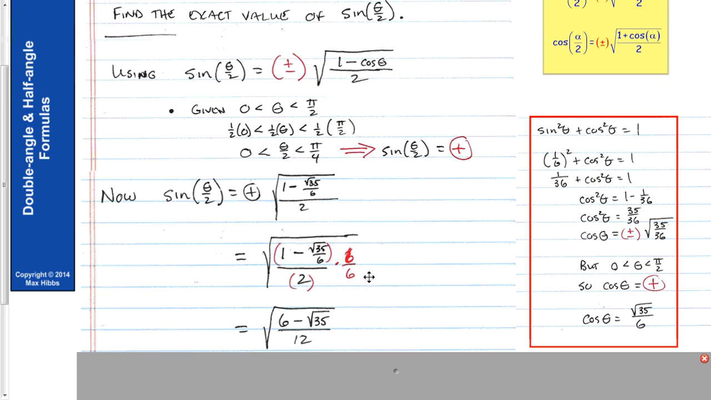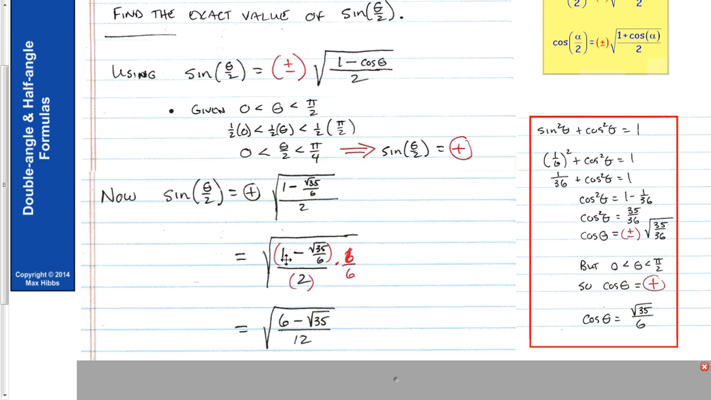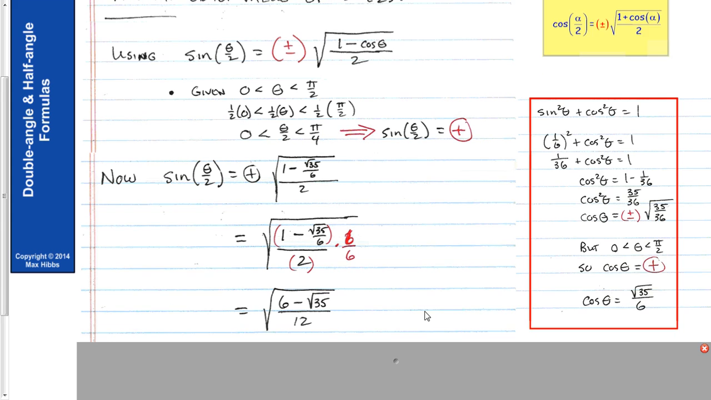And as we've done before, we want to get rid of this fraction in the numerator, so we multiply the numerator by 6 and the denominator by 6, and that results in 6 times 1, that's this 6, minus 6 times this fraction, and that's just the square root of 35. And in the denominator, 6 times 2 is 12.